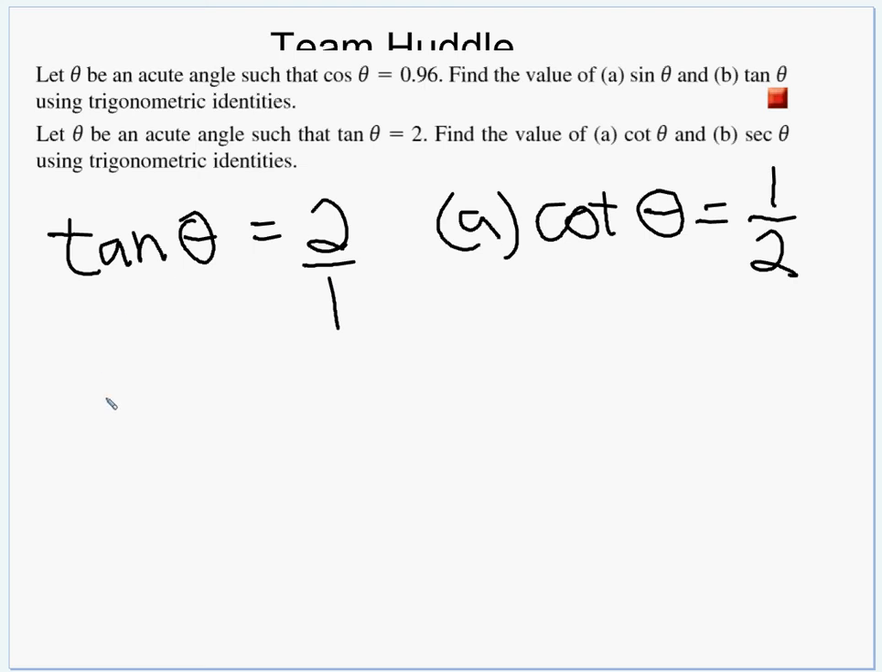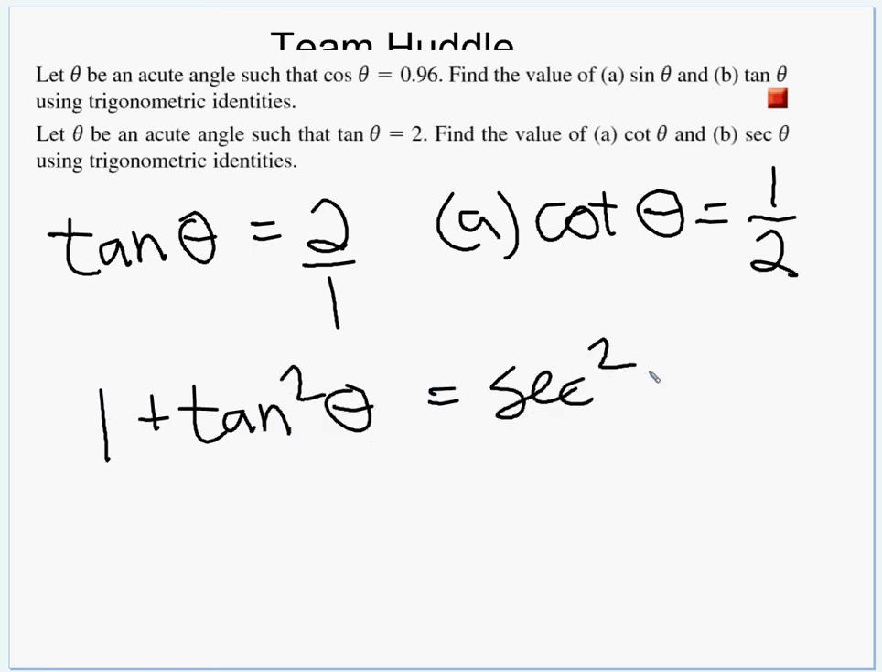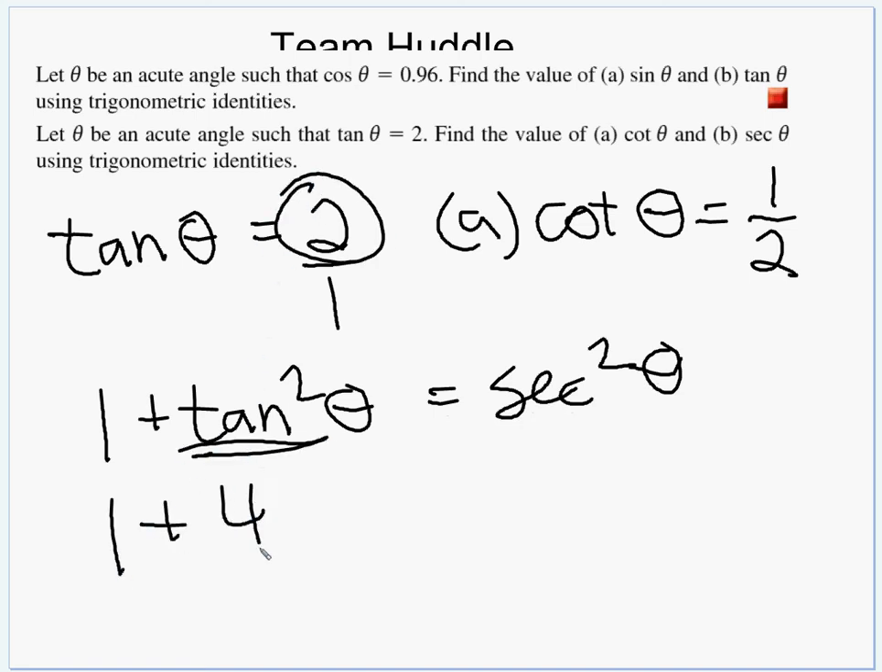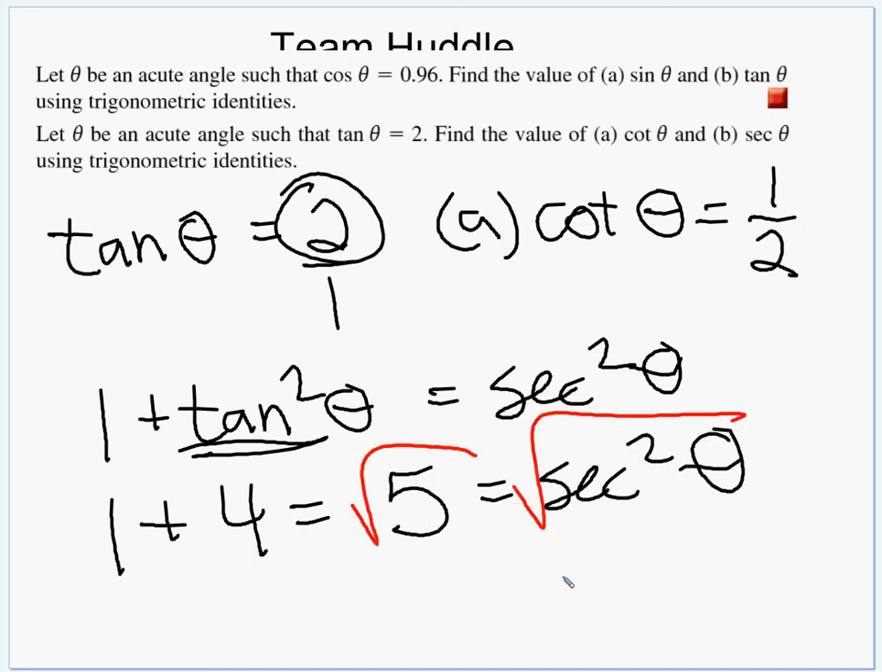Okay, next we're going to use again, it looks like 1 plus tan squared equals secant squared. 1 plus tan squared theta equals secant squared theta. Well, tan is just 2, so tan squared would be 2 squared, or 4. And 1 plus 4 adds up to 5, and that's what we have equal to secant squared theta. So if we take the root of each side, we're going to get the secant of theta is the square root of 5.